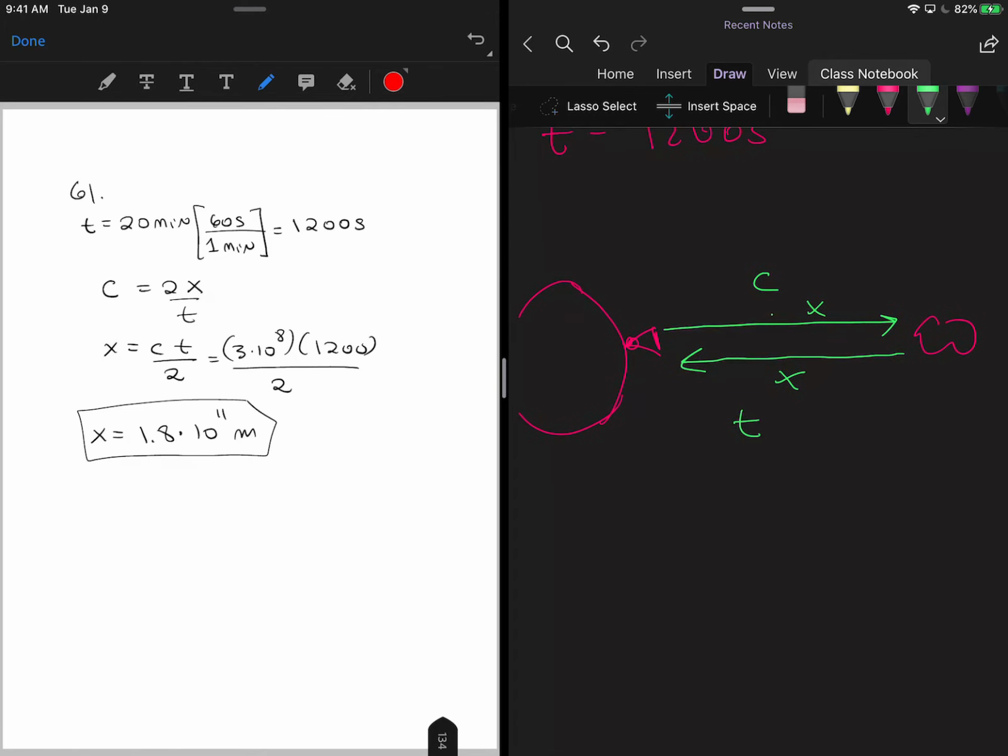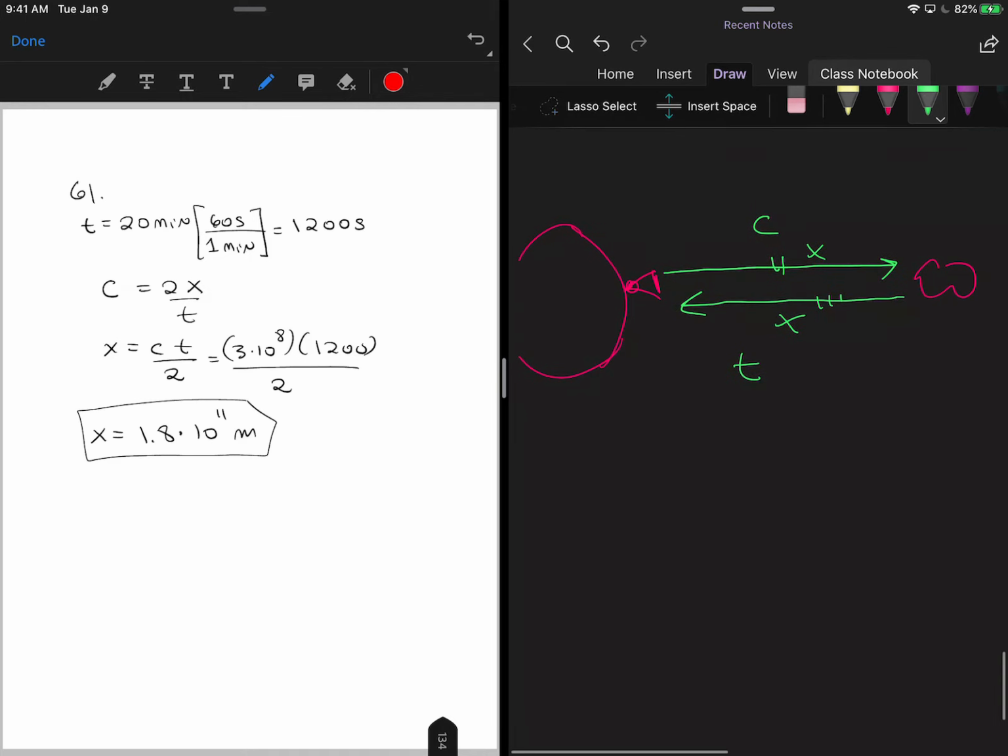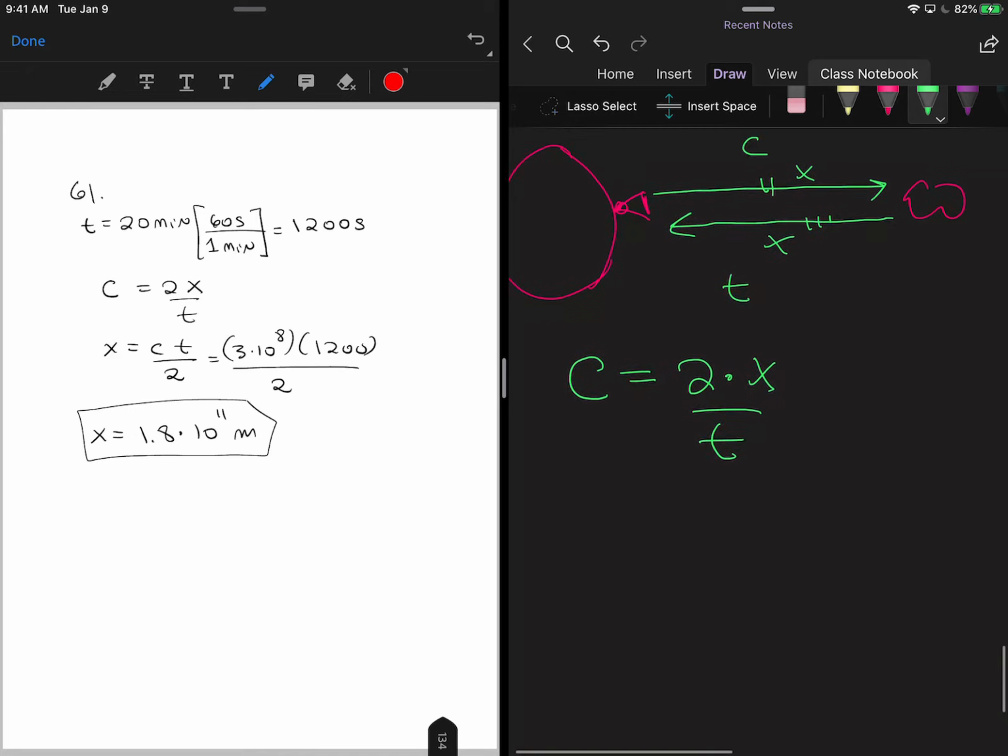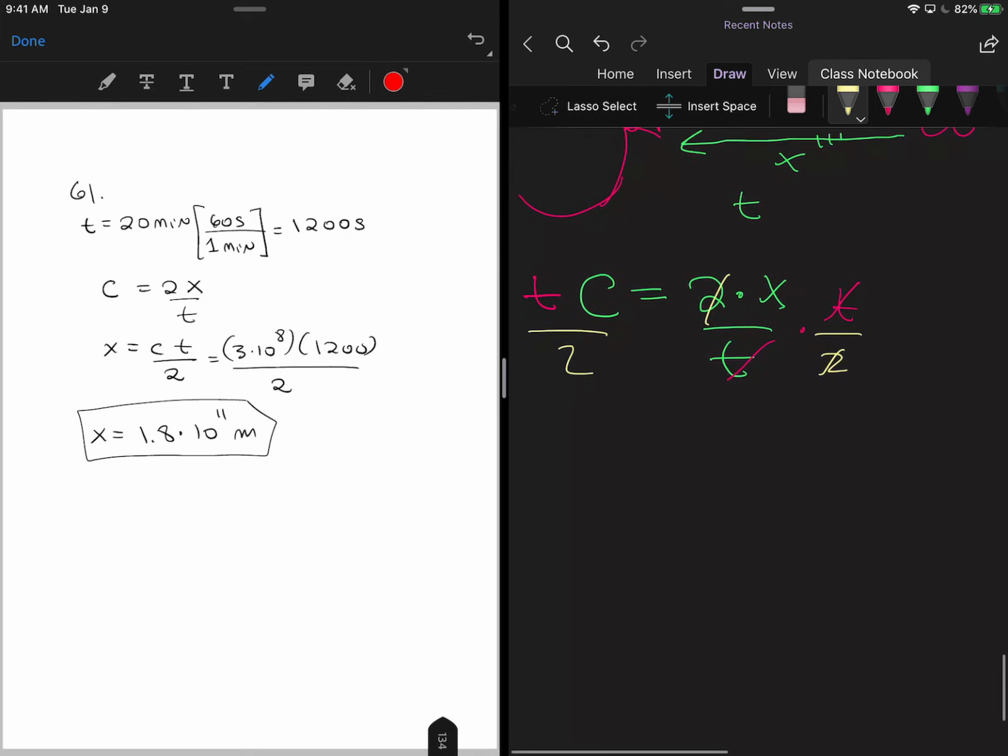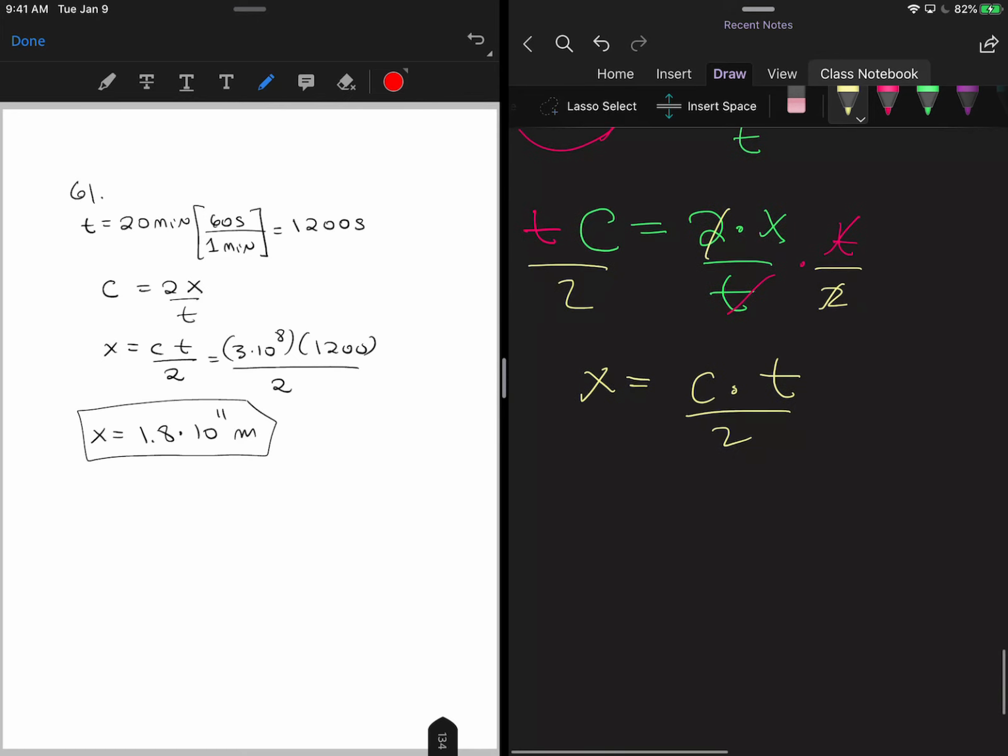Because this signal travels over the distance twice, we're going to use the equation: the speed of light, or the speed of the signal, is going to equal 2 times the distance divided by time. And next, let's go ahead and solve this equation for distance. So multiply both sides by t, and cancel here, and then also divide both sides by 2, and you cancel there. And so the distance is going to equal the speed of light, or the speed of the wave, multiplied by time divided by 2.